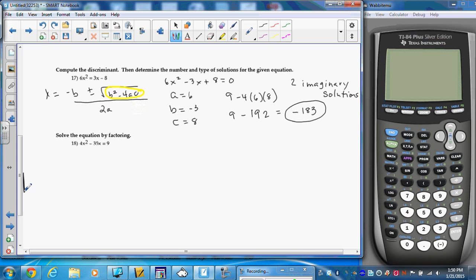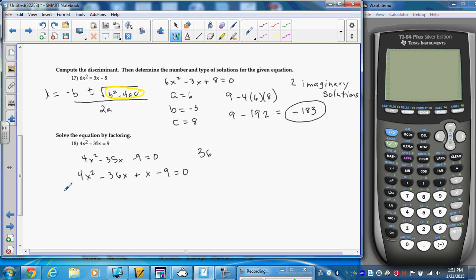Now we're going to solve this equation by factoring. So when we solve this equation by factoring, we're going to set it equal to 0. So 4x squared minus 35x minus 9 equals 0. And 4 times 9 is 36. So factors of 36 that add or subtract to give you 35 are 1 and 36. So 4x squared minus 36x plus x, this is still going to give me the 35x, minus 9 equals 0 is the way I'm going to start off this problem.